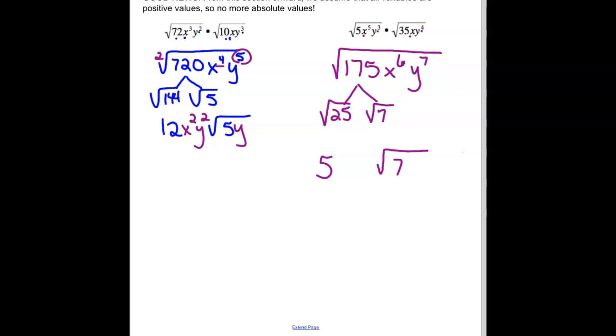Our x to the 6th, we are doing groups of 2 again. If we have 6 items, we can make 3 full groups of 2. If we have 7 of these y's, we can again make 3 full groups, but we still have an extra y left over.